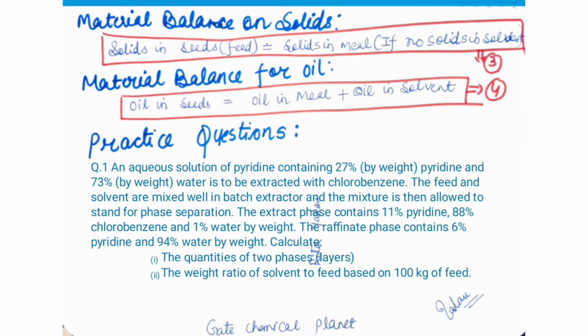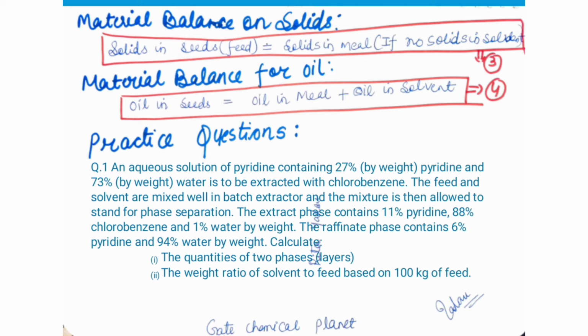So now how will we write the material balance on solids? Where is solid present? Solid is present in the seed. So solid in seed equals the solid in meal, if there is no solid in solvent. Okay, so it equals the solid in meal.